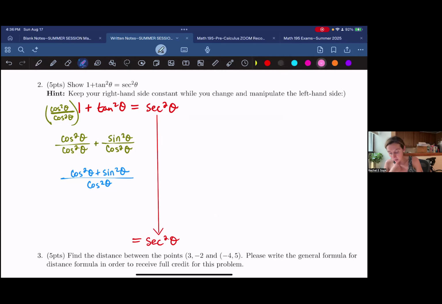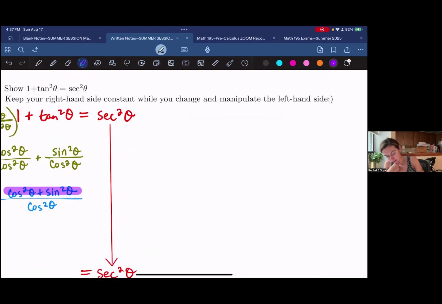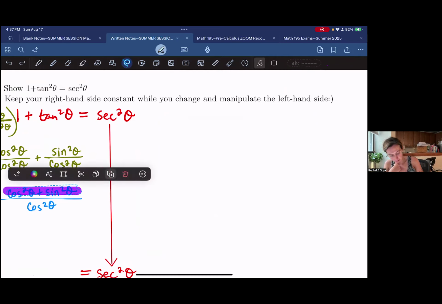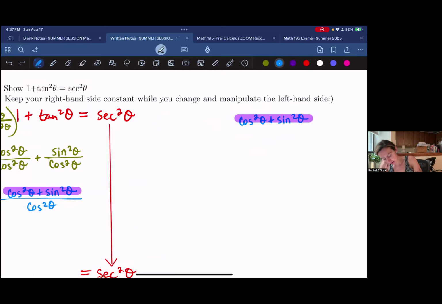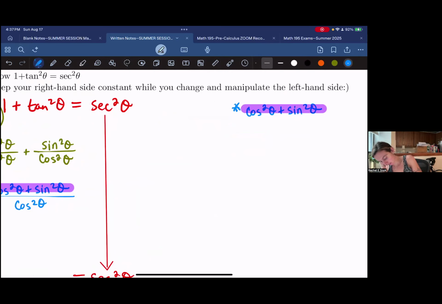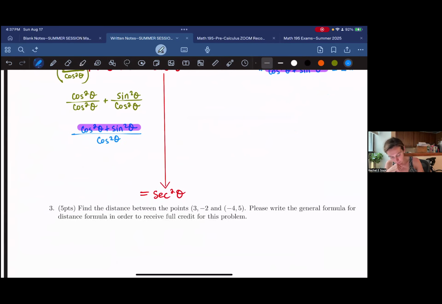Ooh, that numerator is a Pythagorean identity. So maybe off to the side here, actually, I'll just copy and paste it. Cosine squared theta plus sine squared theta is just what? That's just equal to 1. So why don't we replace it with 1?